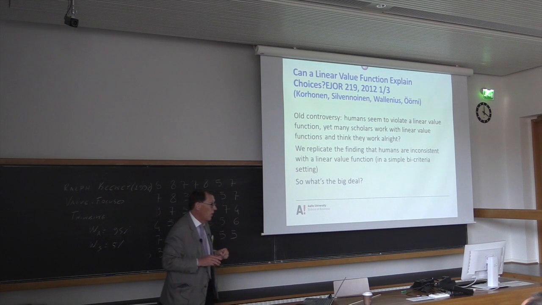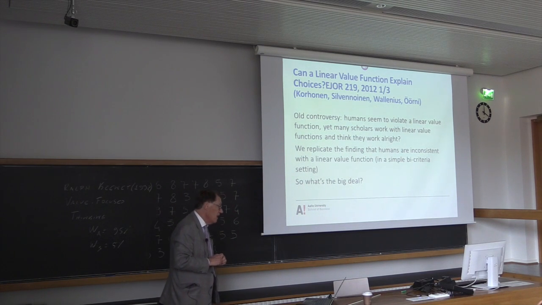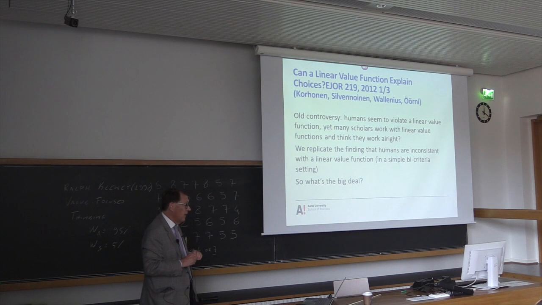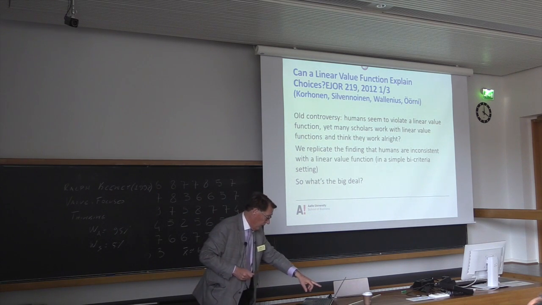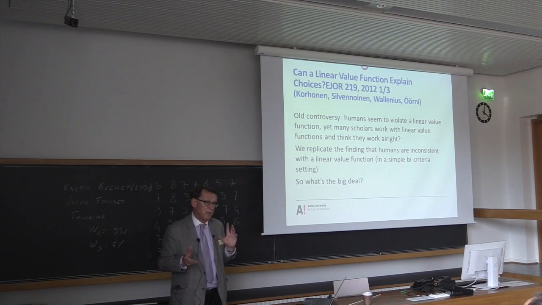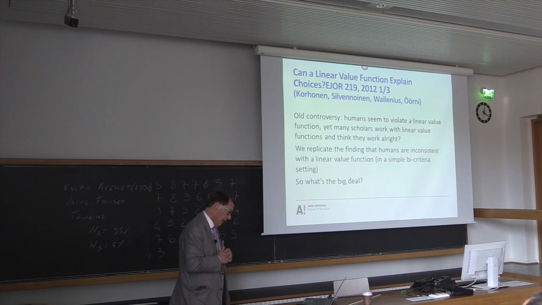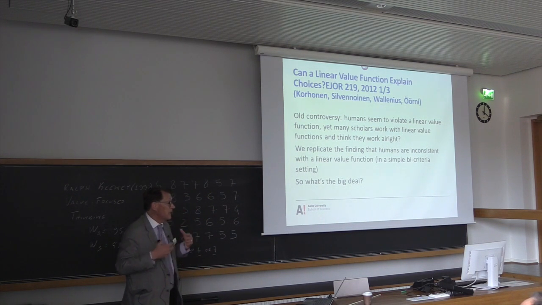Okay, let me move on to a much newer paper, but this is part of the Springer book as well. The title of the paper is Can a Linear Value Function Explain Choices? With Tommy we are working on a newer version of this paper. The original version was for a bicriteria situation. We extended it to a four criteria choice situation, because there's an old controversy. Humans seem to violate a linear value function.